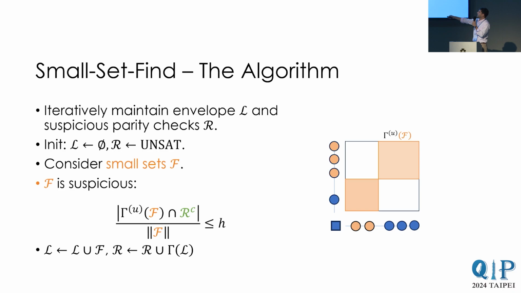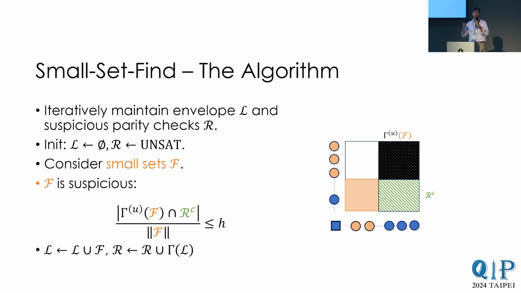Let me tell you what the ingredients are in the score function. One is the unique neighborhood. It's the set of parity checks that talk to one and only one qubit. So for example, if I were to consider a parity check here, it talks to only that qubit in F, but it does not talk to any other qubit in F. So this orange set here represents the unique neighborhood. And R complement, the complement of the suspicious parity checks, is the set of parity checks that you can trust. These are not adjacent to qubits that you suspect have an error.